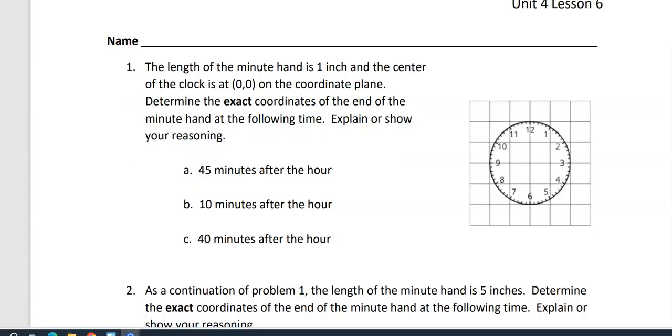So since we're looking for the exact coordinates again, we're going to be looking at an answer that's going to be involving sine and cosine. So when I looked at this problem, here's where the minute hand would be at. This would be basically our 0, or 2 pi. And this is pi on the other side. That would be at 45 minutes after. And then the other one looking at is 40 minutes after, and the last one is at 10 minutes after.